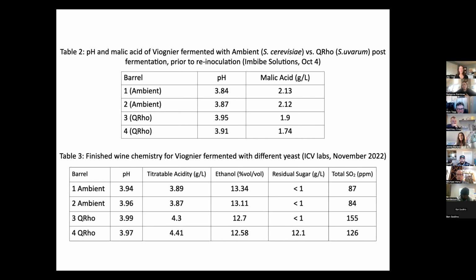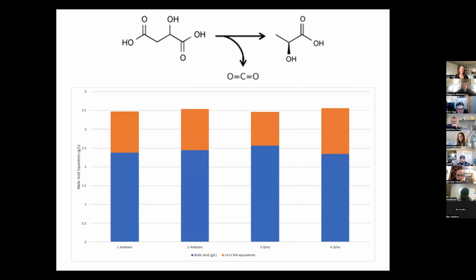Then thinking more specifically about what's going on with that malic acid. In this particular case, we did have some malolactic happening. So this graph shows you the blue portion of the column tells you the malic acid that was in each one of the barrels. And then the orange part of the column tells you, I'm calling it malic acid equivalence. So this is lactic acid that has been back calculated to if it were malic acid.